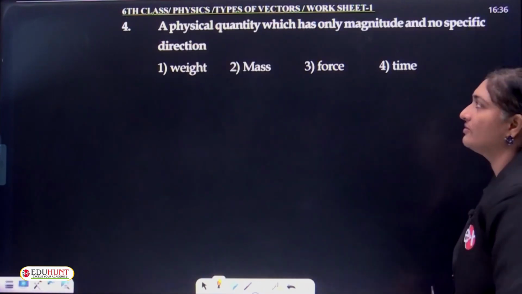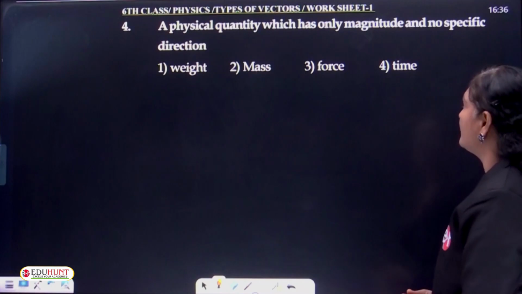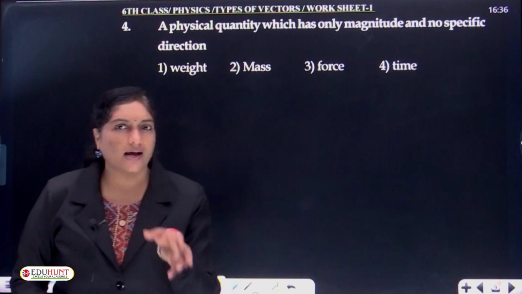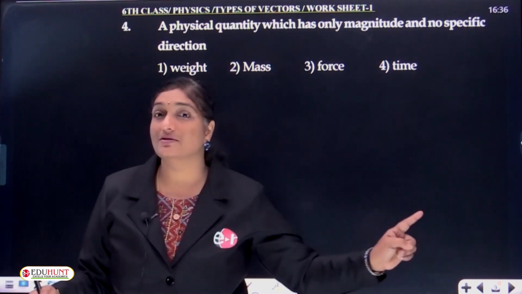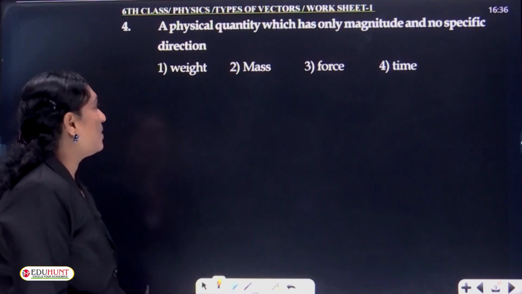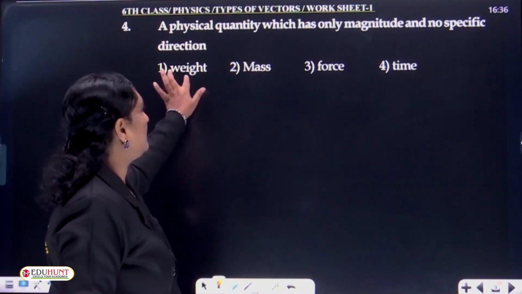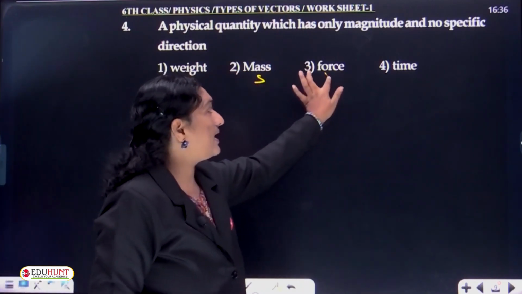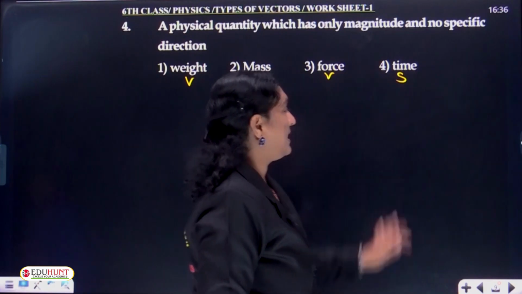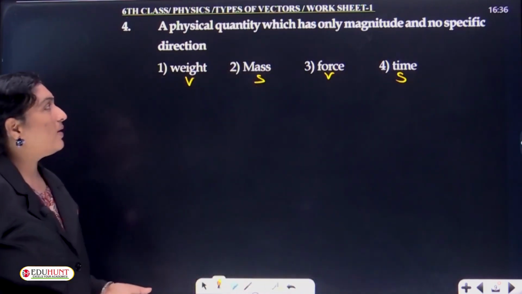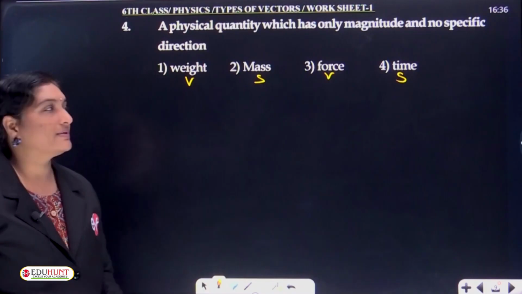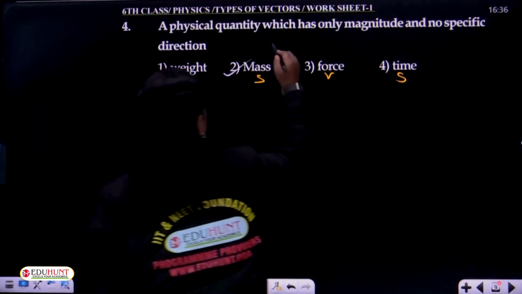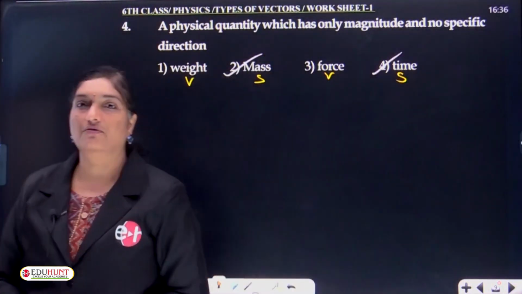Now moving to the next question, the fourth one: a physical quantity which has only magnitude and no specific direction. A physical quantity which has only magnitude and no direction is termed a scalar. So we have to identify the scalars among them. Weight is a vector quantity, as we have discussed just now. Mass is a scalar quantity. Force is again a vector quantity and time is a scalar quantity. So the correct options are option 2 and option 4.